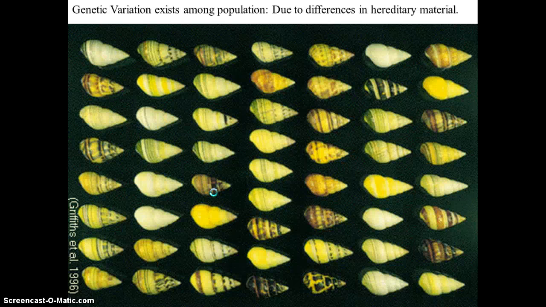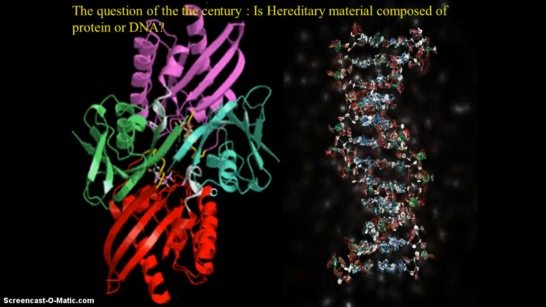Now, hereditary material determines genetic variation among a population, and all this is due to the hereditary material. So the big question is, in the nucleus, we knew that there was protein and we had DNA.